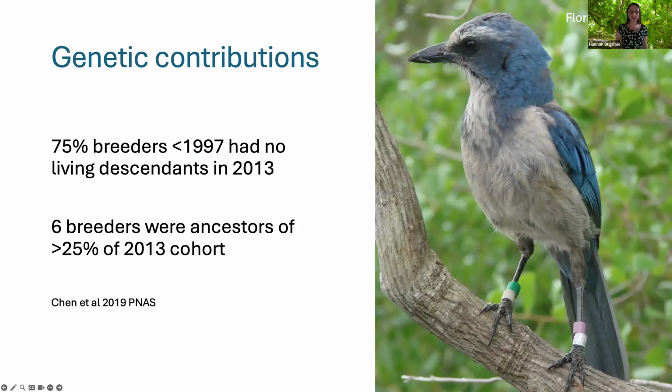One of the first studies to look at individual genetic contributions in a wild population was that in the Florida scrub jay. They showed that of all the breeders that bred before 1997, 75% had no living descendants in 2013, so their lineage went extinct. And there was a lot of skew in terms of those individuals that did contribute to the 2013 cohort, in that 6 breeders were ancestors of 25% of that cohort. And using gene dropping, they were able to show that this was likely due to genetic drift.